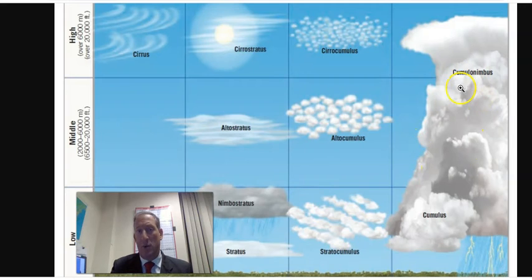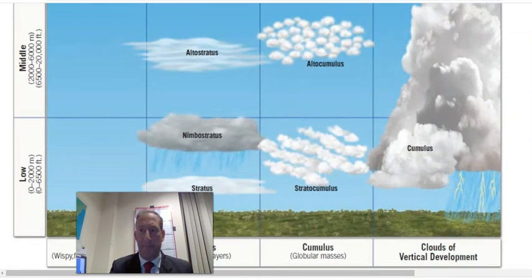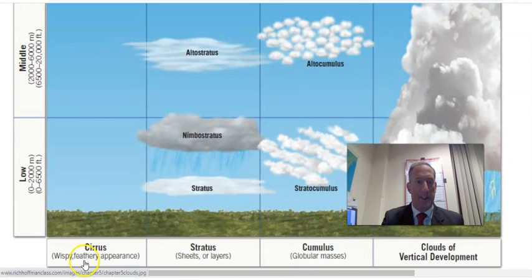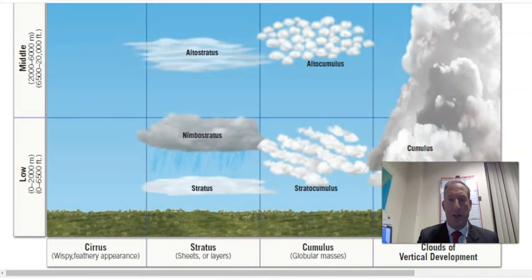Our strongest thunderstorms around Long Island are generally around 25 to 30,000 feet in the summer. Not as much energy here as there is in Texas, Oklahoma, Mississippi, Kansas, and so on. So these are the 10 types of clouds, and there are numerous cloud photos and charts. As you can see on the bottom: cirrus, stratus, cumulus, and clouds of vertical development. Those are our cumulus and our cumulonimbus clouds.